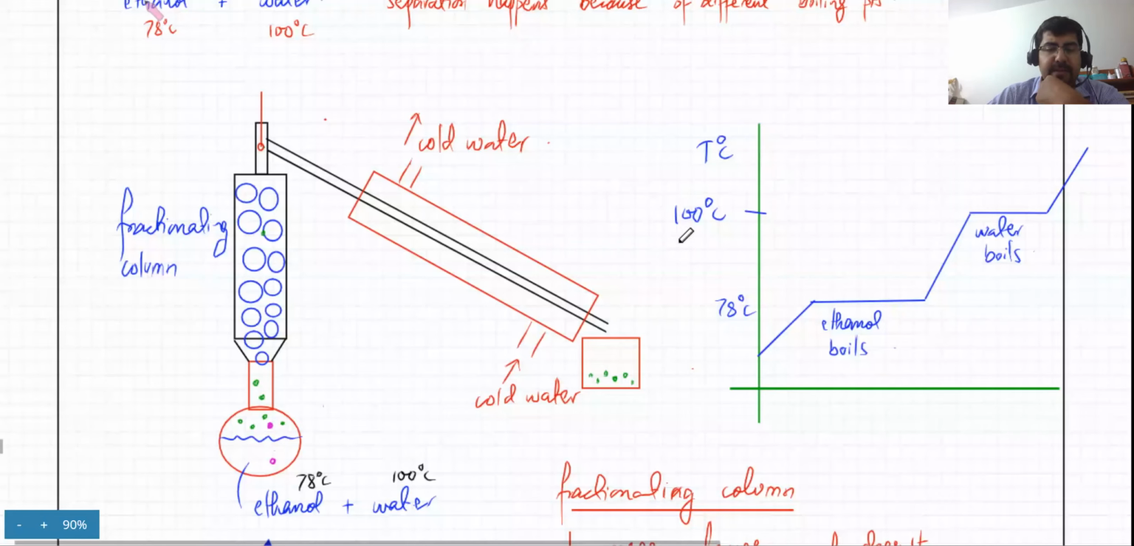So what's going to happen is that the water molecules, so the temperature is going to vary like this. The temperature would stop rising at 78 for ethanol, and then it would start increasing again once all the ethanol has evaporated, and then it would become constant at 100 as well. Until the water starts boiling, the temperature remains constant when a change of state is happening, and then it's going to start rising after that.